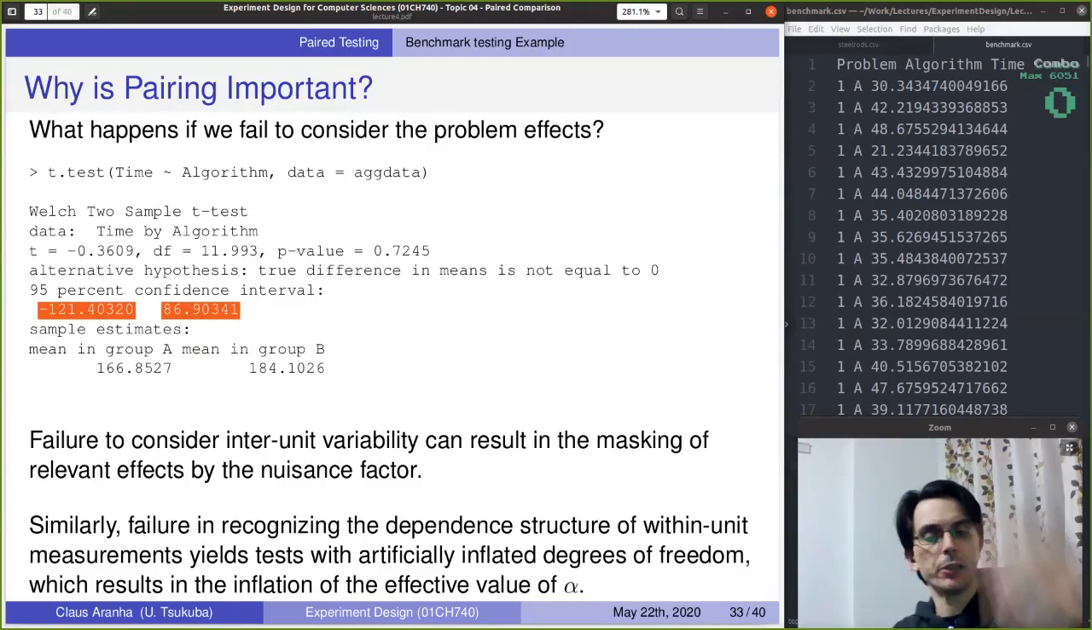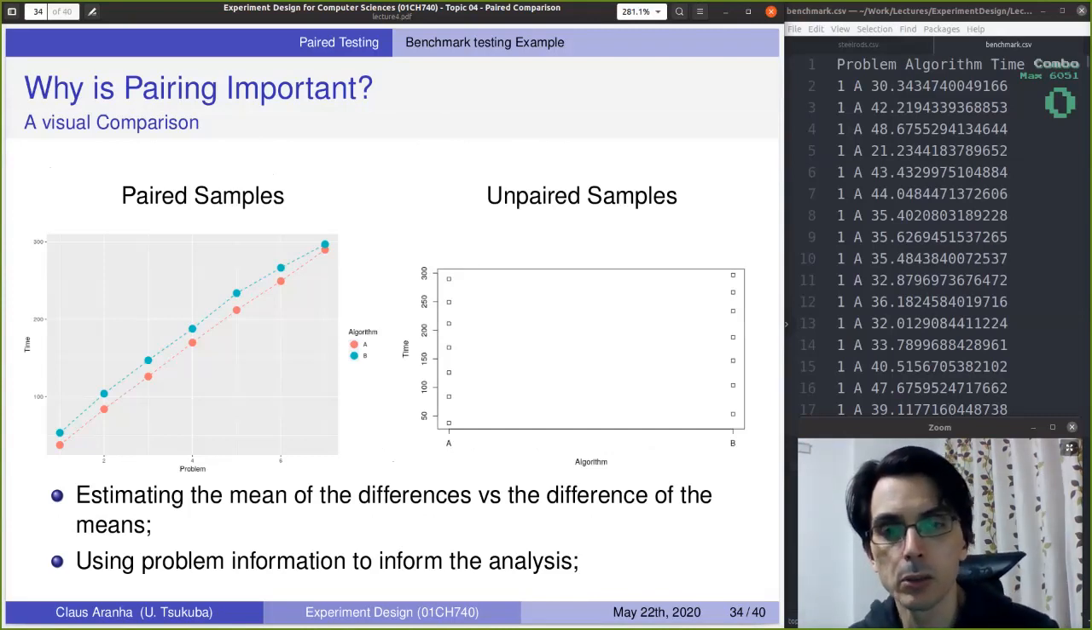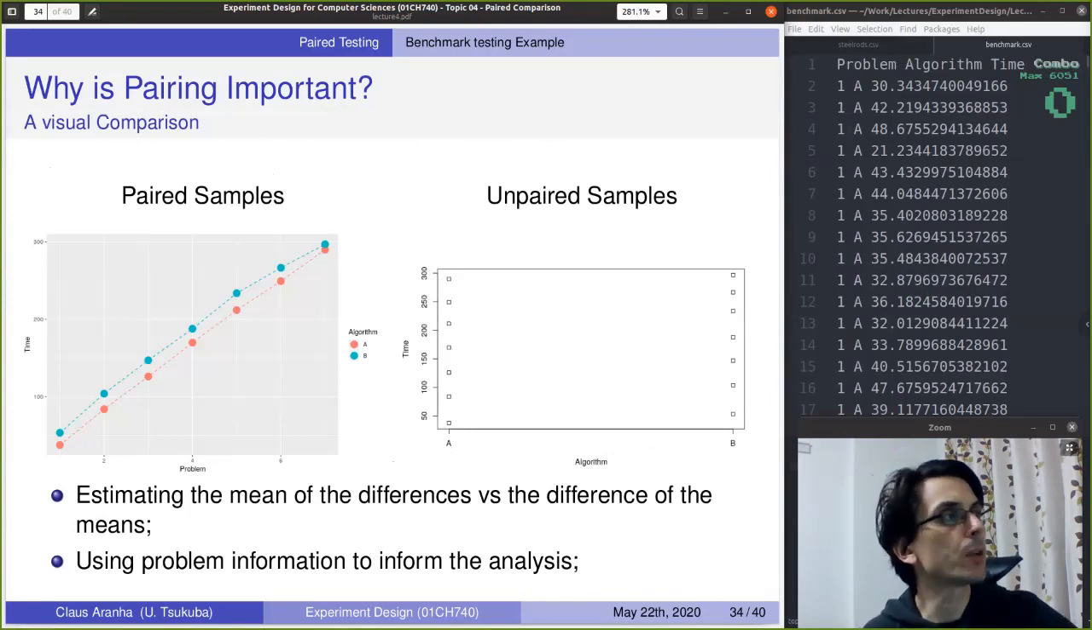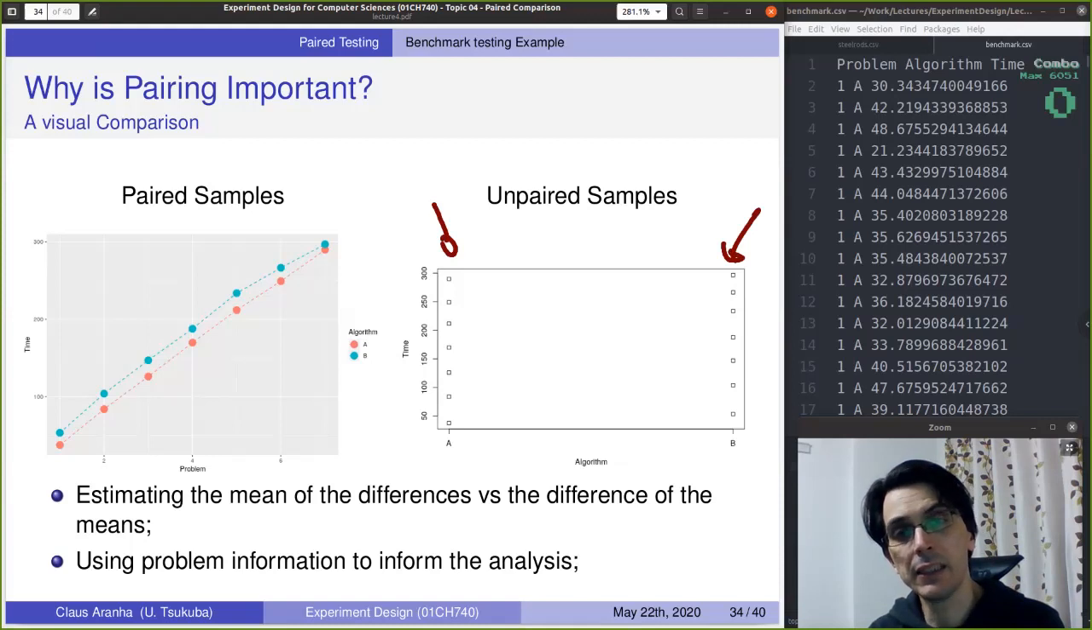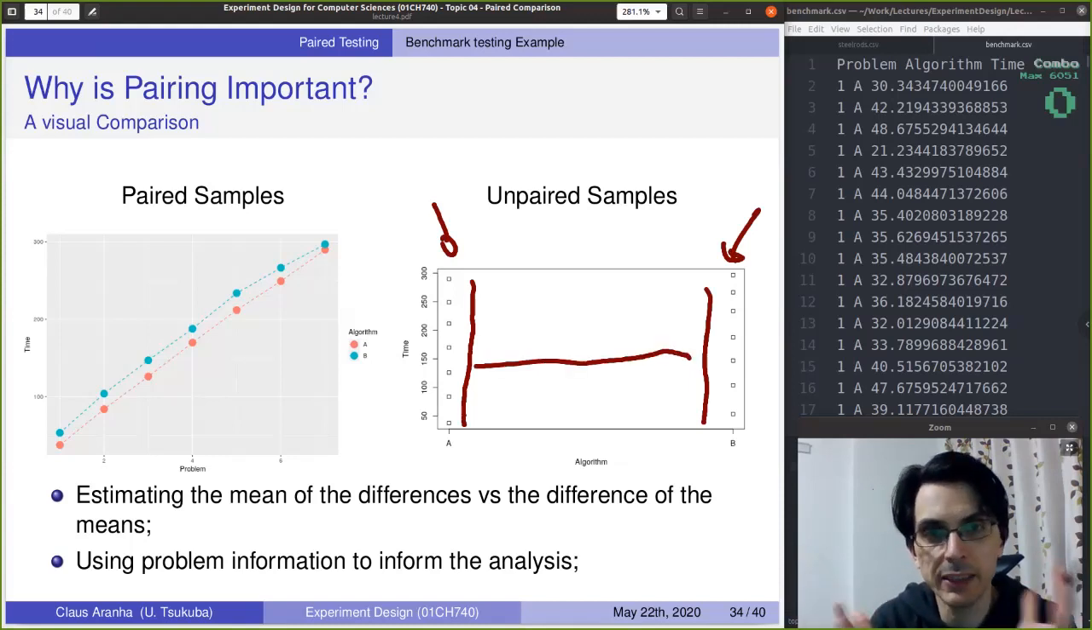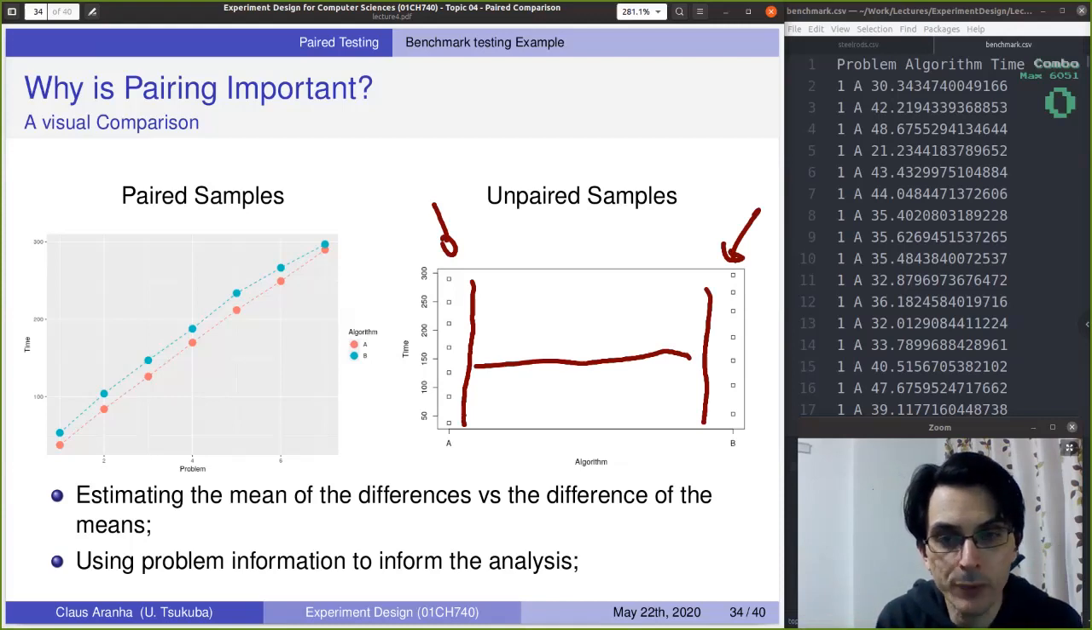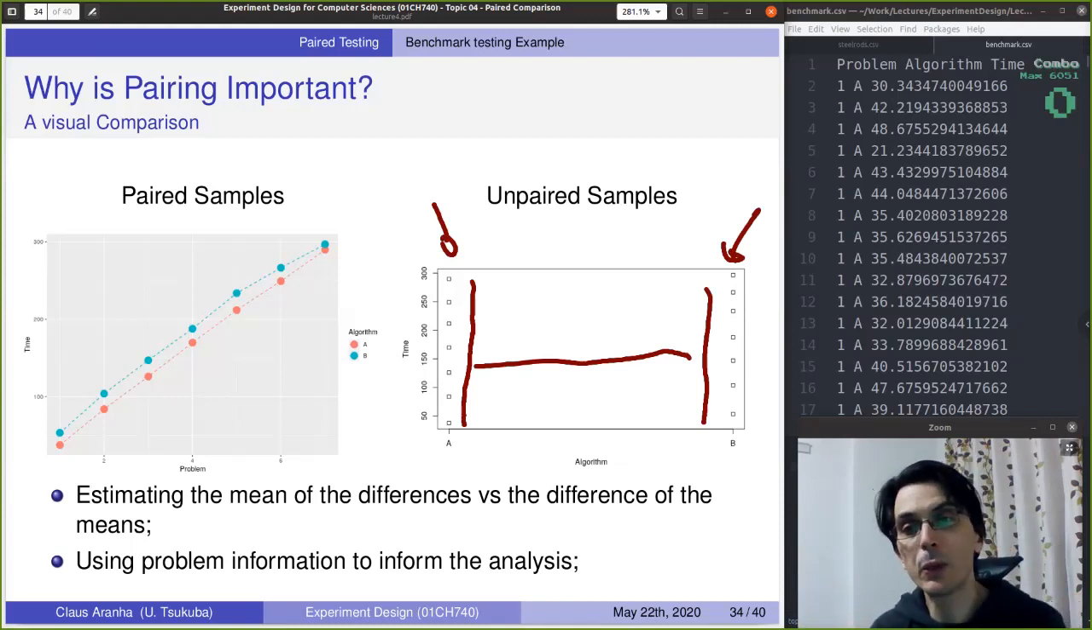So what is happening here? Well, this image kind of explains. So if you look at the right image, these are the values for algorithm A for each of the problems. And these are the values for algorithm B for each of the problems. And if you look at this, the difference between the problems is huge. If you just take a test to compare these two samples, of course, the test will say that these two samples are the same, because these two samples cover a huge amount of space. But when we pair them, when we look at problem by problem, we can see that A is always better than B.